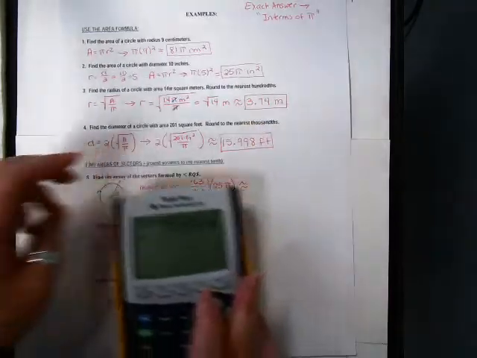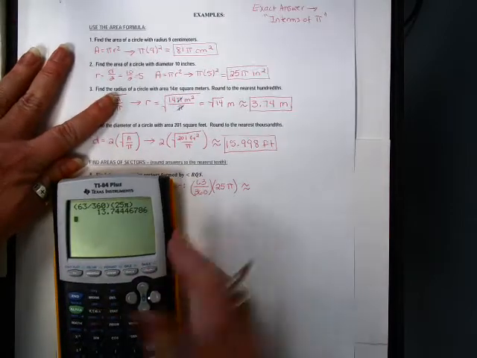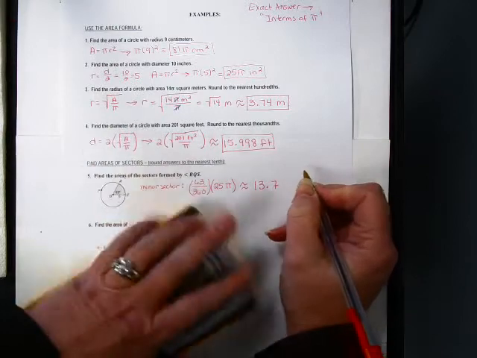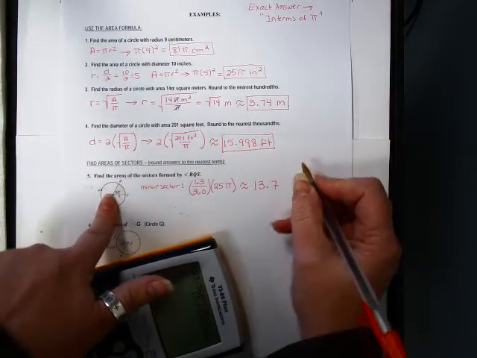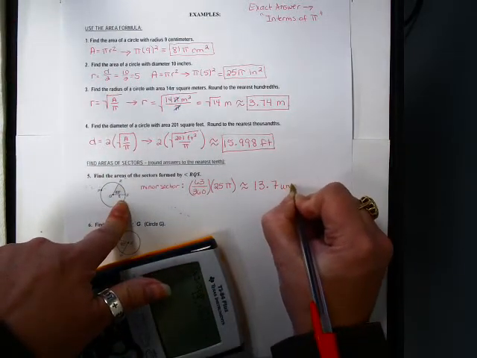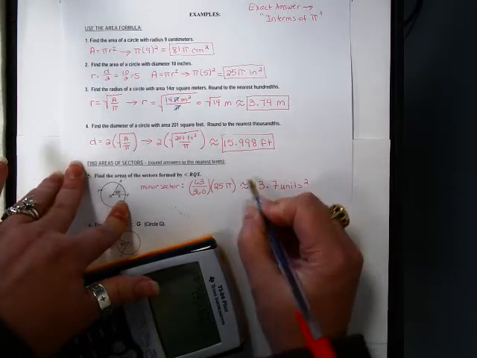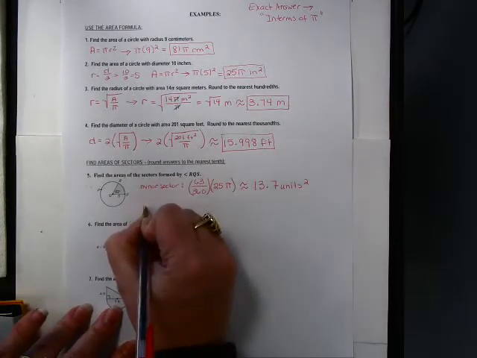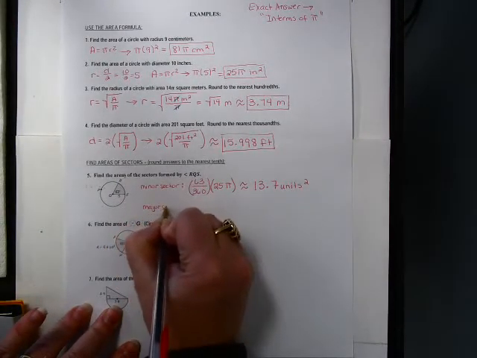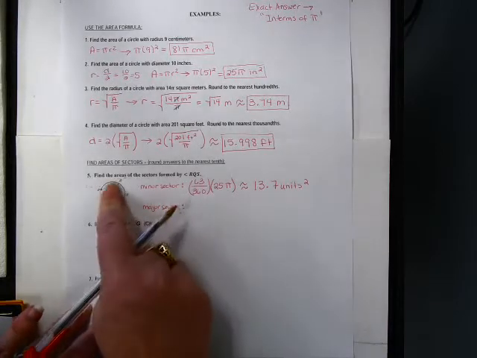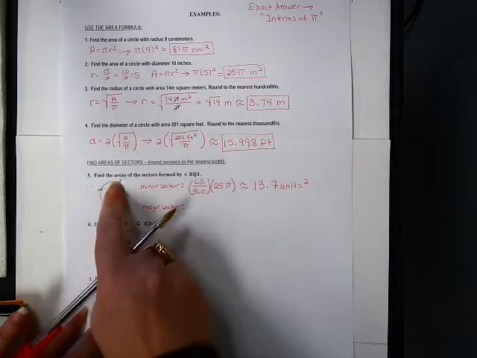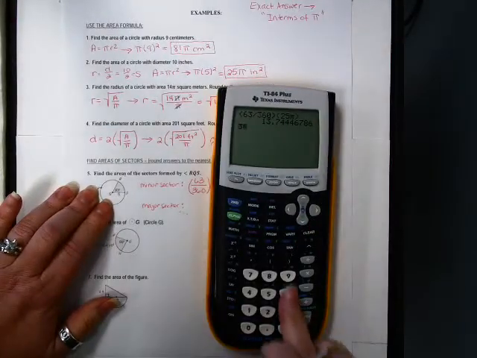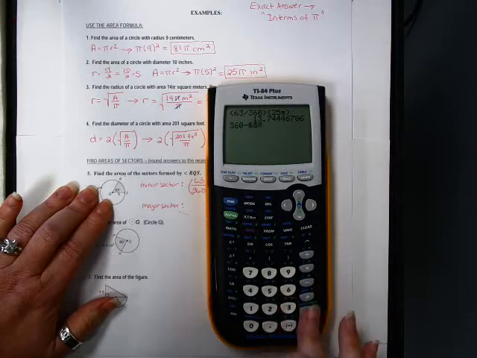Enter, and I get this big long decimal, but they want me to round to the nearest tenth, so that's going to be about 13.7, and again, this is area, so I don't have a unit, so that's going to be units squared. Okay, so that's for the minor sector. Now I have to go back and find the major sector. But before I do that, I have to know what this major arc is.